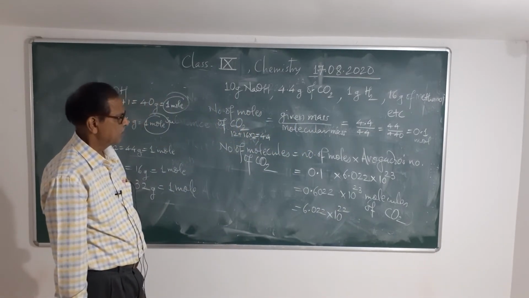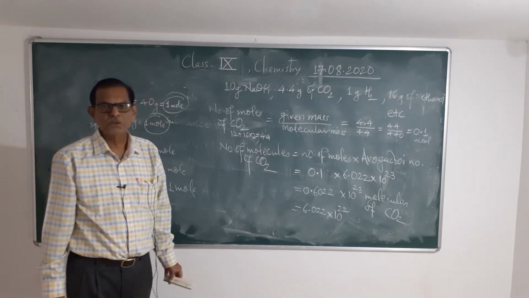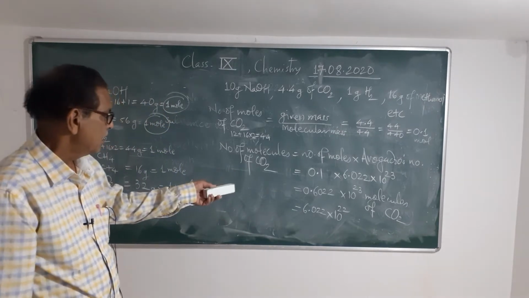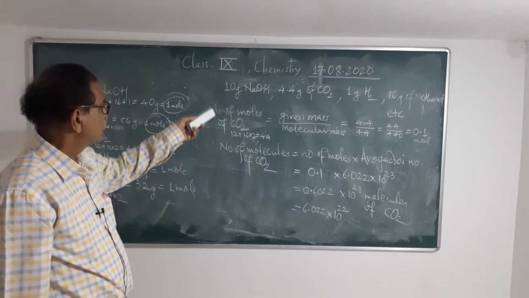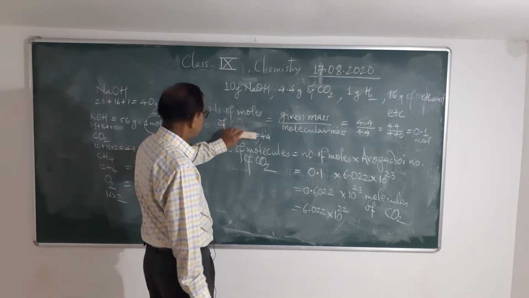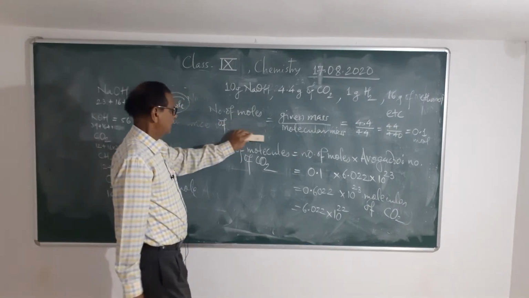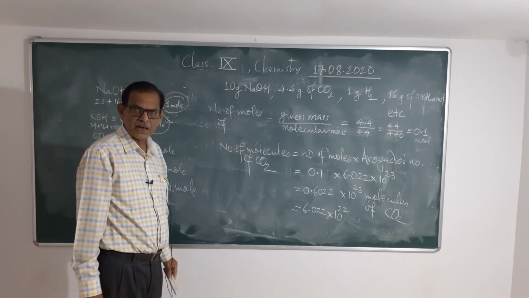So this will be the number of molecules present in the 4.4 gram of carbon dioxide. Then we will calculate. So students, you note down and also understand.